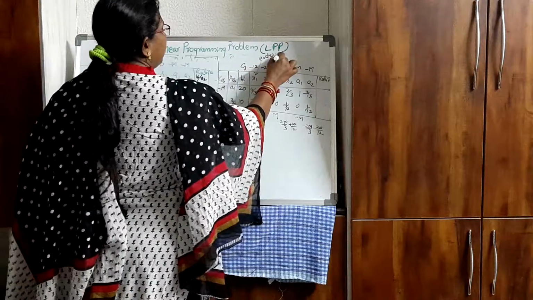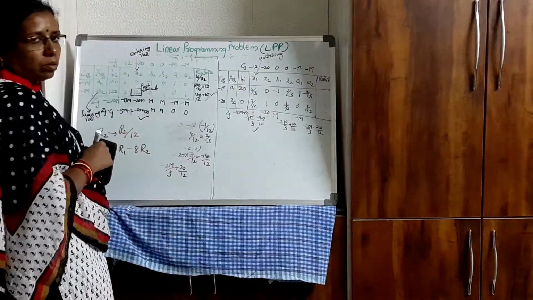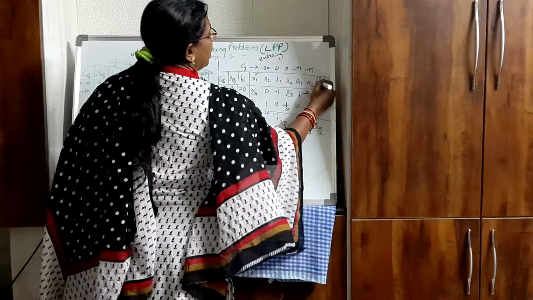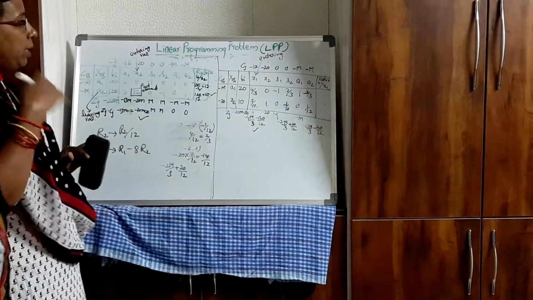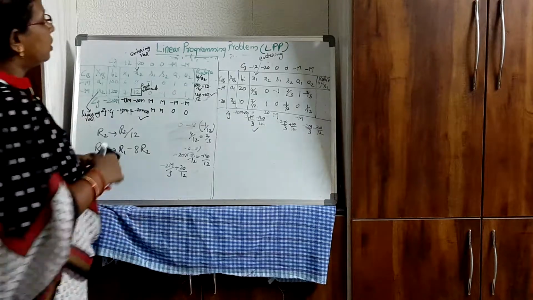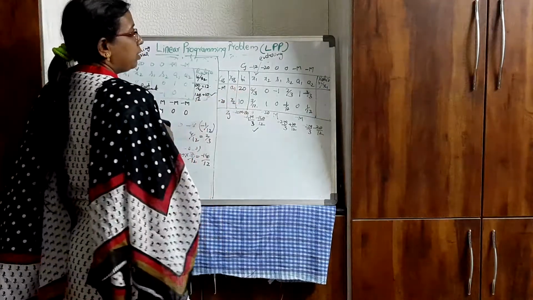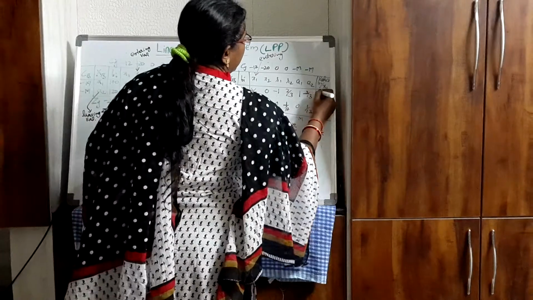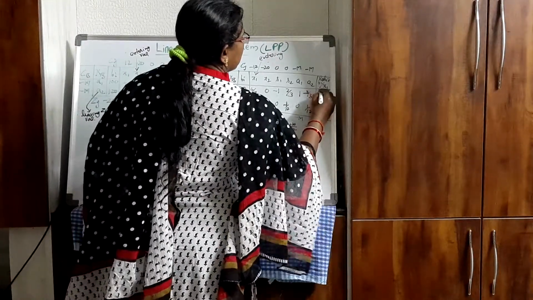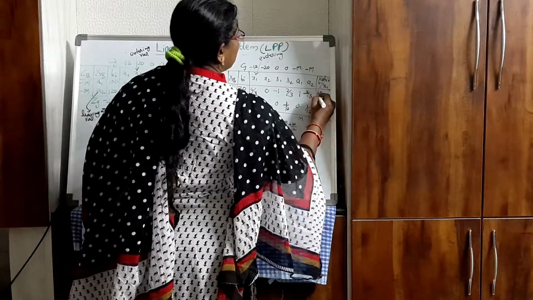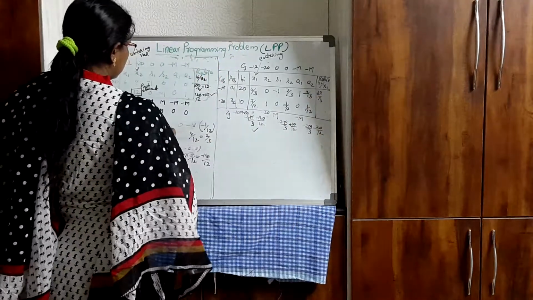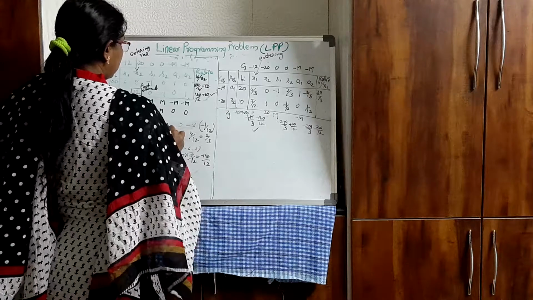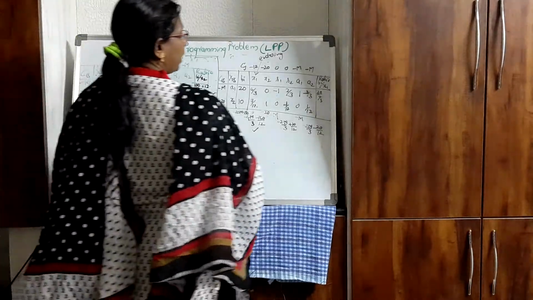Now to find the leaving variable, you have to find the ratio. Okay, the ratio will be bi by the x1 column. Bi by x1 column means what? 20 by 4 by 3. So 20 by 4 by 3 means 20 into 3 by 4 you will get. So 20 into 3 by 4 means you get 15.